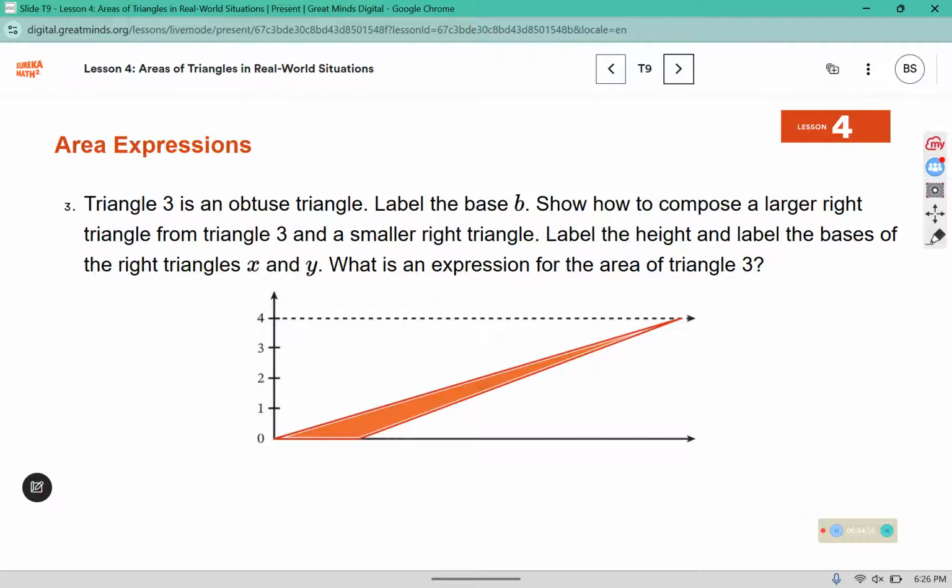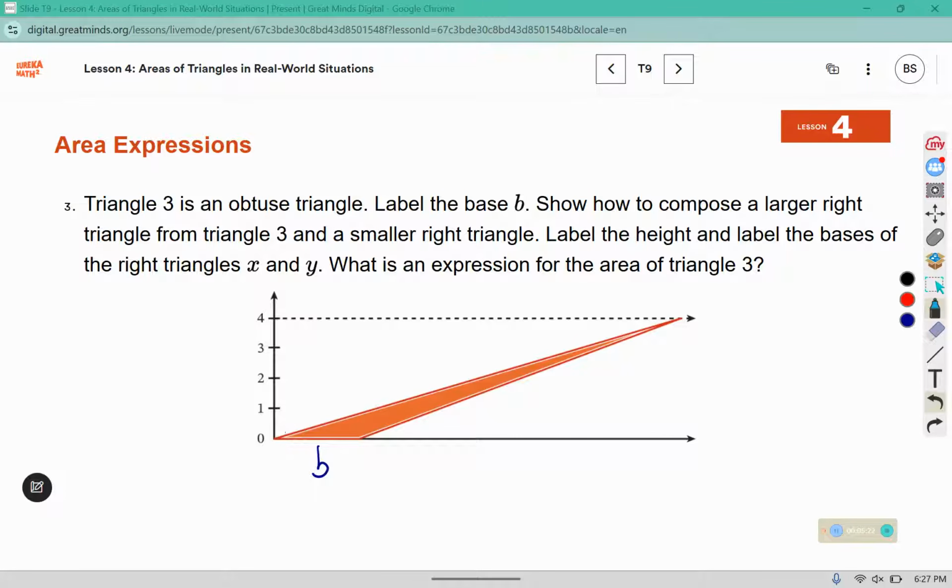Triangle 3 is an obtuse triangle. Label the base B. Show how to compose a larger right triangle from triangle 3 and a smaller right triangle. Label the height and label the bases of the right triangles X and Y. What is the expression for the area of triangle 3?